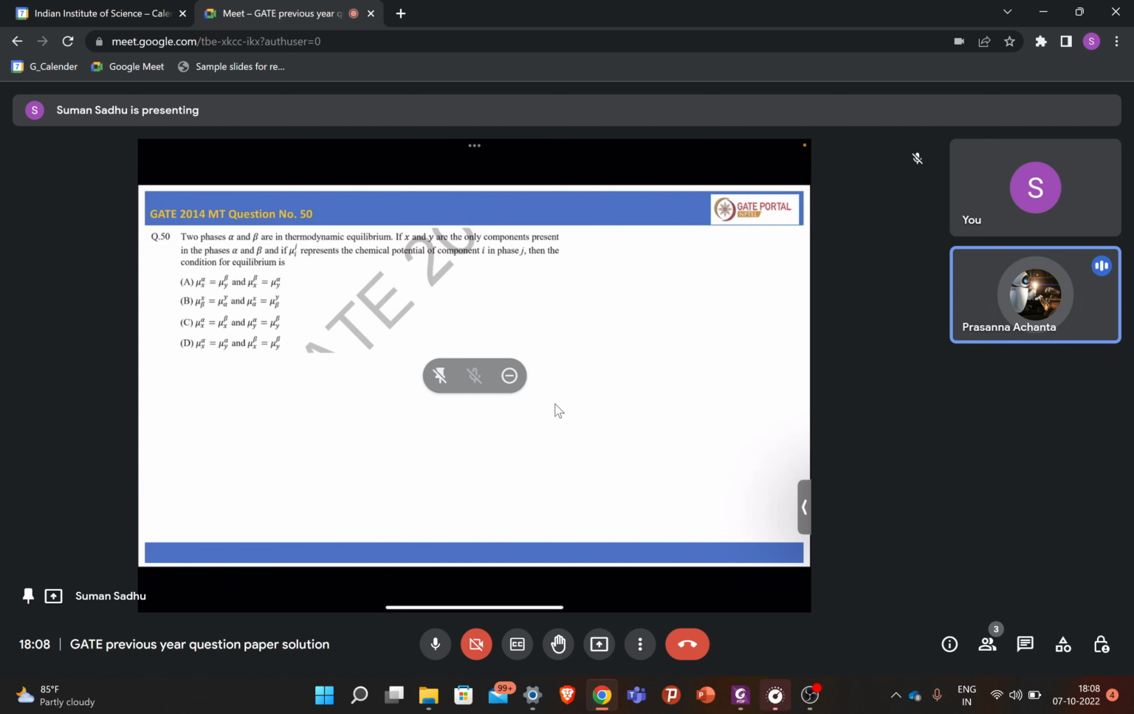Chemical potential means the phases present in the component are in chemical equilibrium, wherever we take the composition, the alpha and beta phases of X and Y components are in equilibrium. I asked about chemical potential. What does it mean? Chemical potential means what?